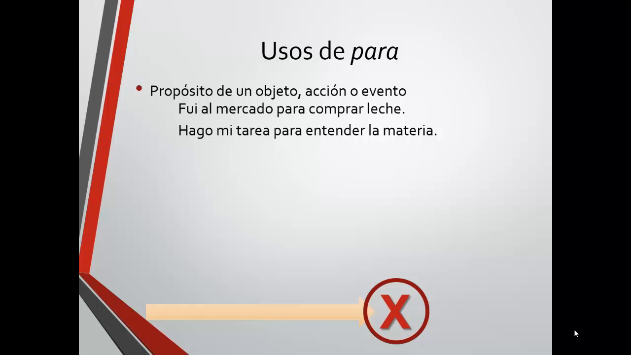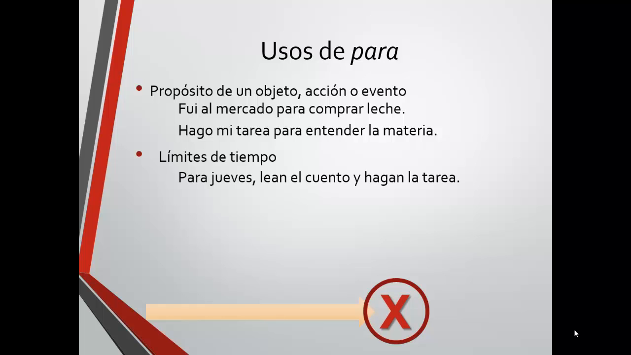But there are other uses of para, including to mark out a time limit or when you have to get something done by. In sentences like, "para jueves, lean el cuento y hagan la tarea," or, "tenemos que hacer la tarea para el día 15." We see that the para phrase is marking out the goal for the work to be done by Thursday or by the 15th.